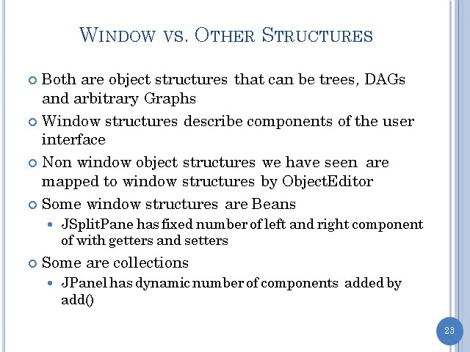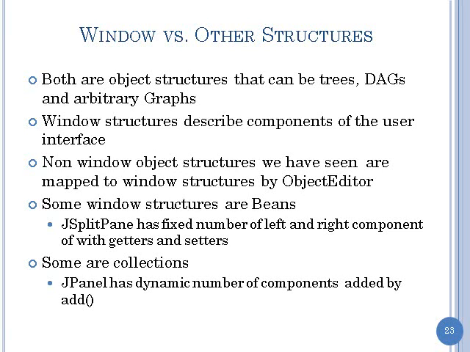So again, we have window structures and other structures, and these are just regular structures. And some window structures happen to be actually beans. When I said set left component and set right component, that was all familiar stuff to us. That was just a bean with a left component property and a right component property. Some structures are collections, and we'll hopefully get to those in a few minutes.